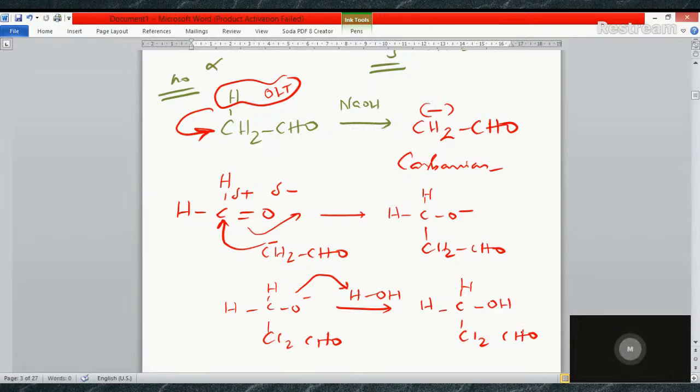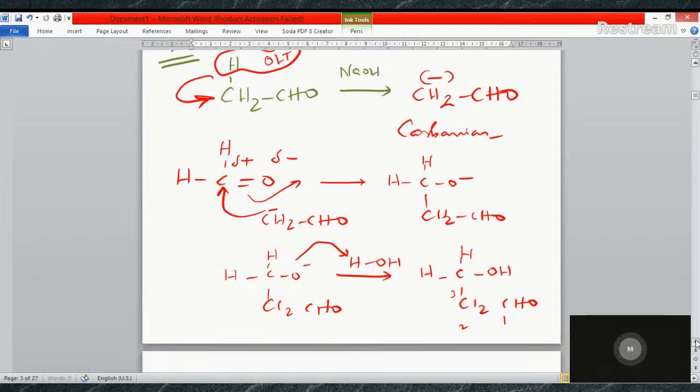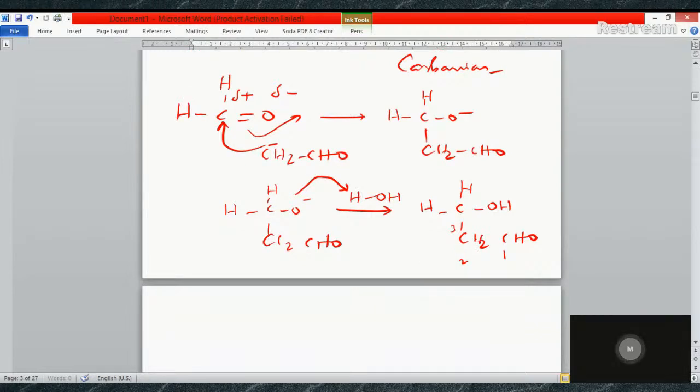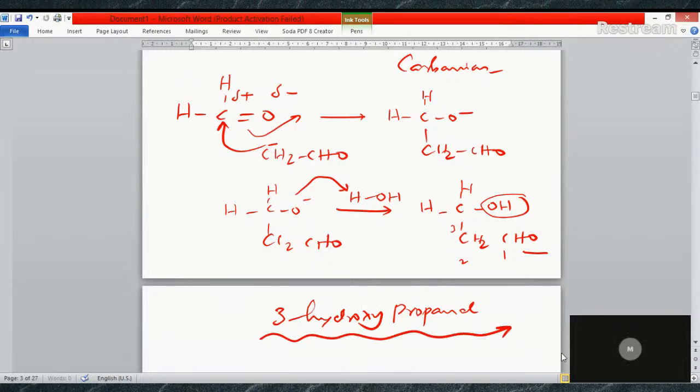Find out the number of carbon atoms in the longest linear chain. 1, 2, 3. Three means the longest linear chain shows that the parent hydrocarbon root word is prop, so that you can call it as propanal, as it is containing the aldehyde function. The third carbon is having a hydroxy group, and the compound's name will be 3-hydroxypropanal. That's the IUPAC name of this particular compound.